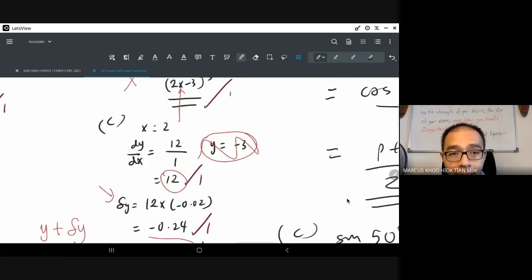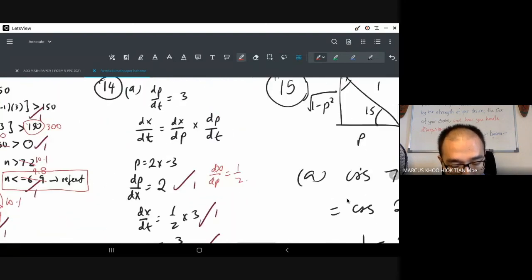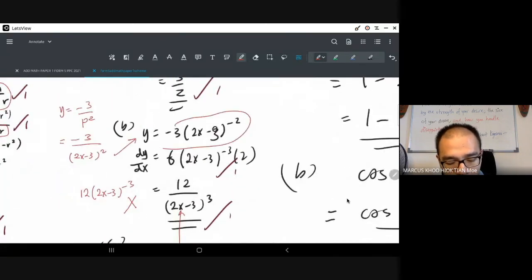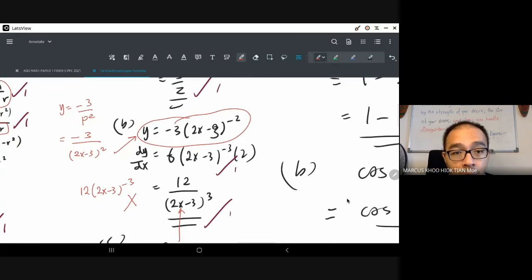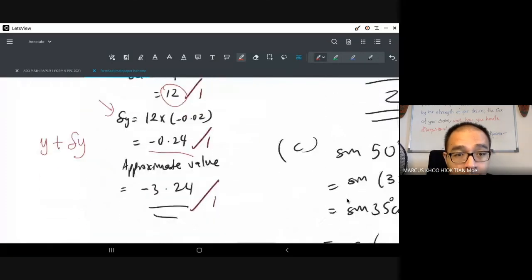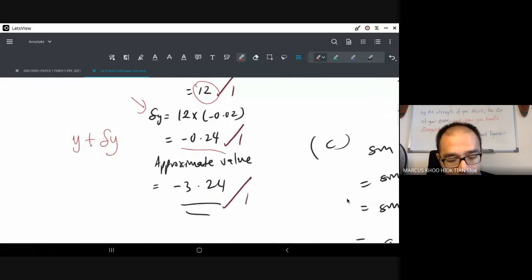Okay, when x equals 2, we find that y equals negative 3 because from the formula, y equals to this one. Okay, kita gantikan x sama dengan 2 di dalam and you get y equals negative 3. Then negative 3 you minus with the 0.24. Sorry, the negative 3 you plus with the negative 0.24. Okay, and you will get the approximate value negative 3.24.